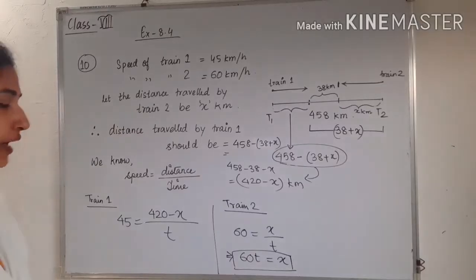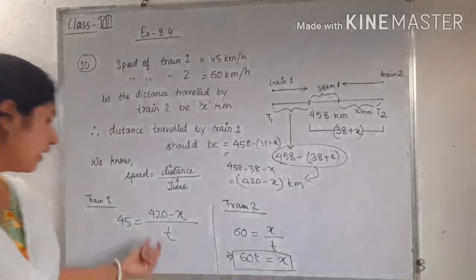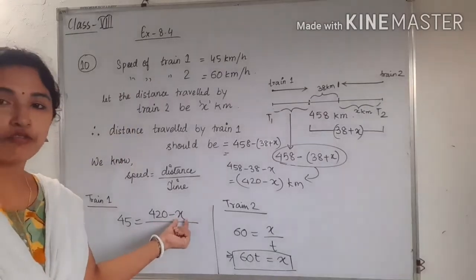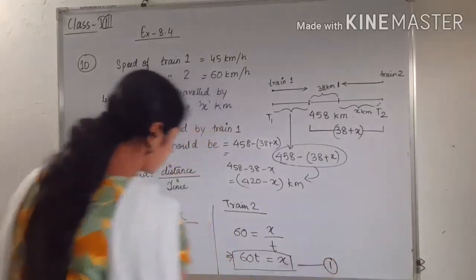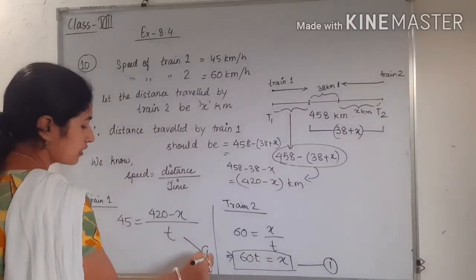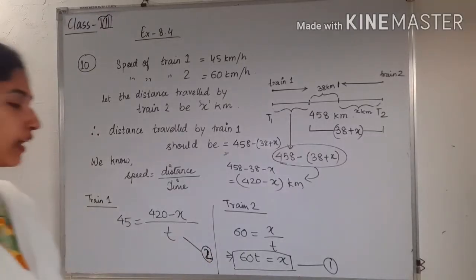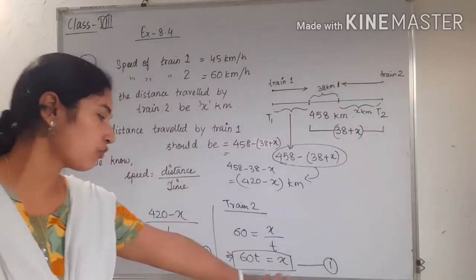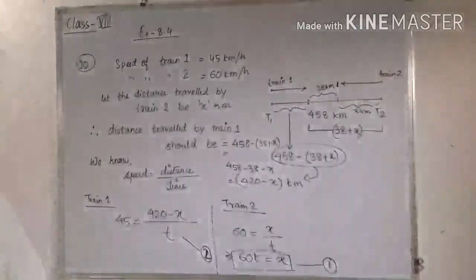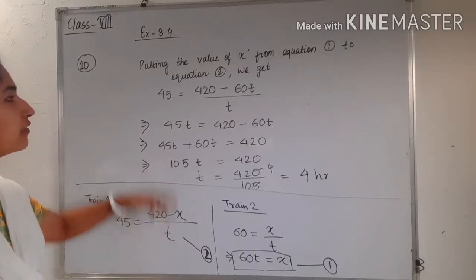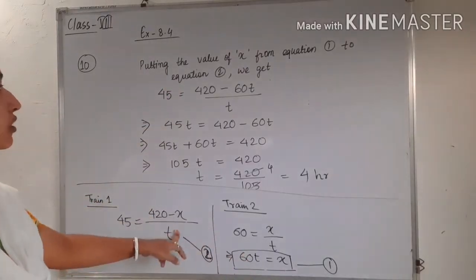So we will just find this x, the value of x is equal to 60t in this equation in place of x. Okay. So just make this equation as equation number 1 and just write this equation as equation number 2. Okay. Next you have to write putting the value of x from equation 1 to equation 2. Okay. So see, after that part I have written. Okay. So we are substituting the value of x from equation 1 into equation 2.